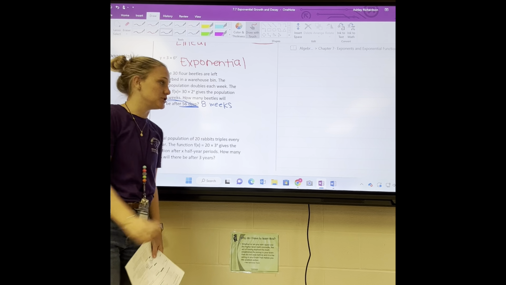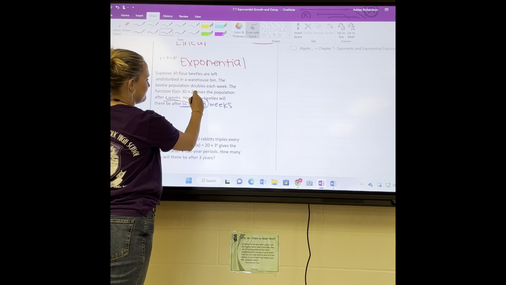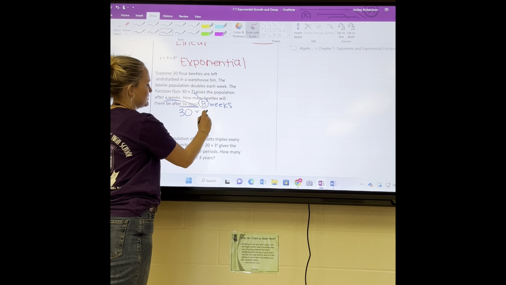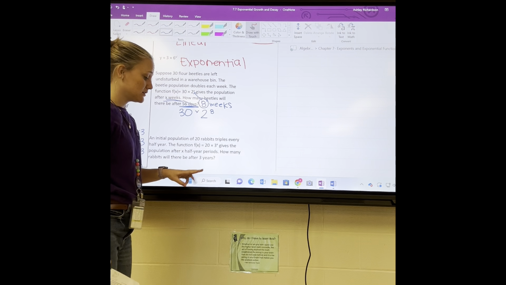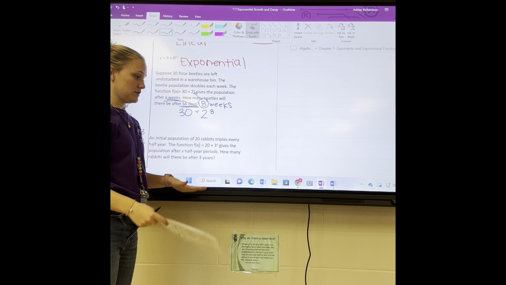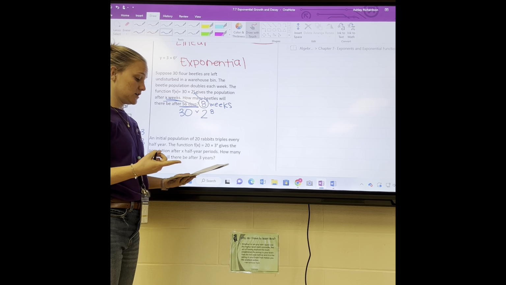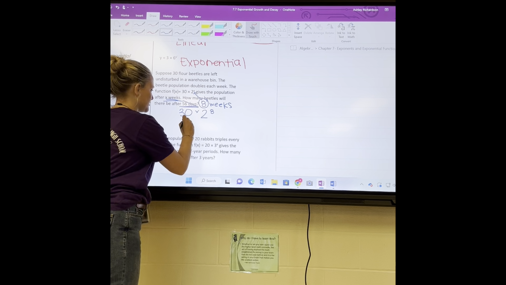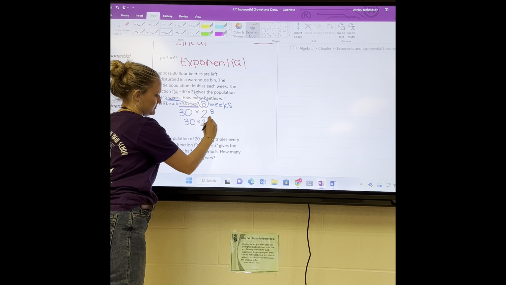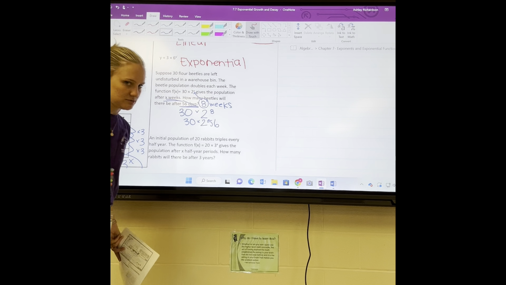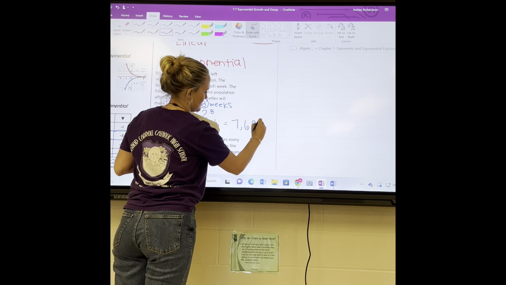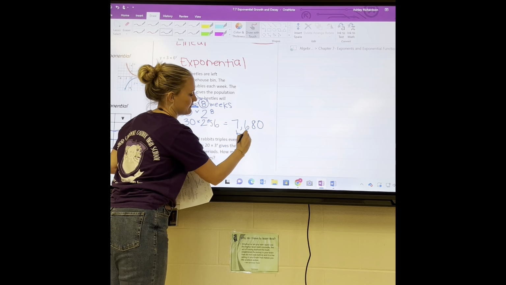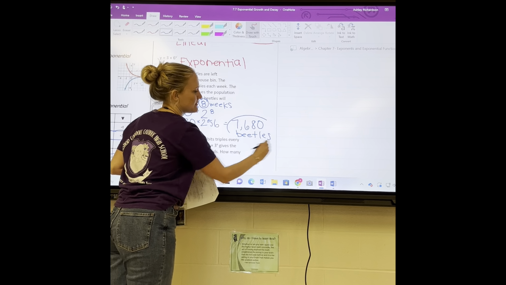So then all I have to do is take this 8 and plug it in for x. So it's going to be 30 times 2 to the 8th power. 2 to the 8th power is 2 times 2 is 4, times 2 is 8, times 2 is 16, 32, 64, 128, and 256. So it'd be 30 times 256. And then you can just use a calculator when you multiply those. I will tell you, you would get 7,680. So that's how many beetles you would have after 8 weeks.